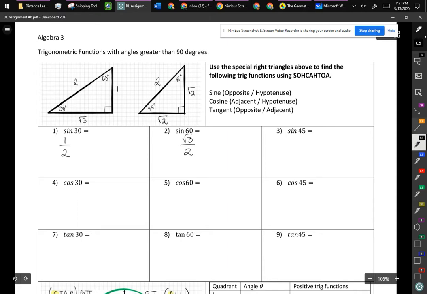Sine of 45. Again, you can go 45 here, 45 here. Opposite over hypotenuse, so root 2 over 2.